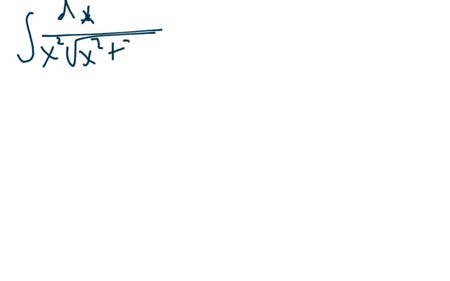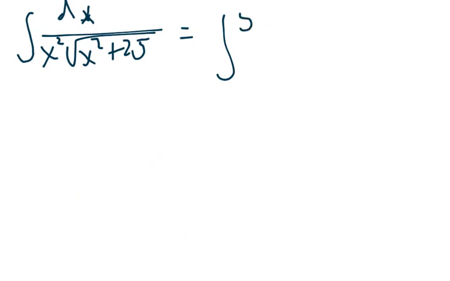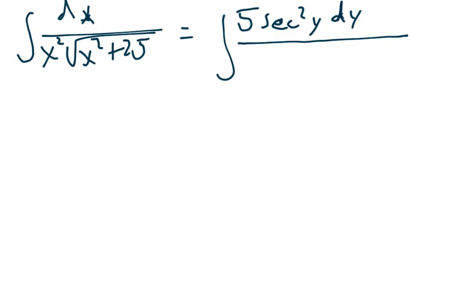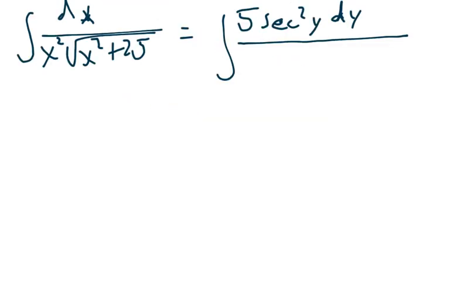So we have this integral dx over x squared square root of x squared plus 25 is equal to, well, we said dx. If we go back, we said that dx is equal to 5 secant squared y dy. So I'm just going to plug this in: 5 secant squared y dy over, and x squared, well, x squared is just 25 tangent squared y.